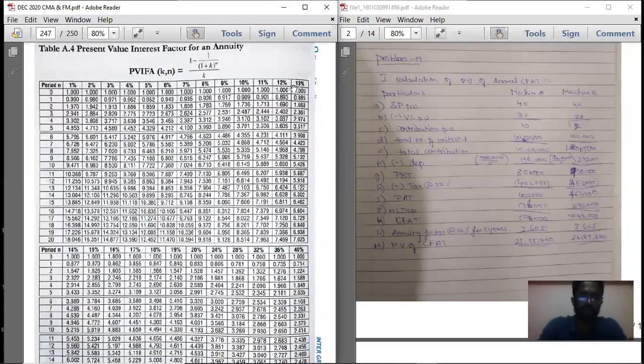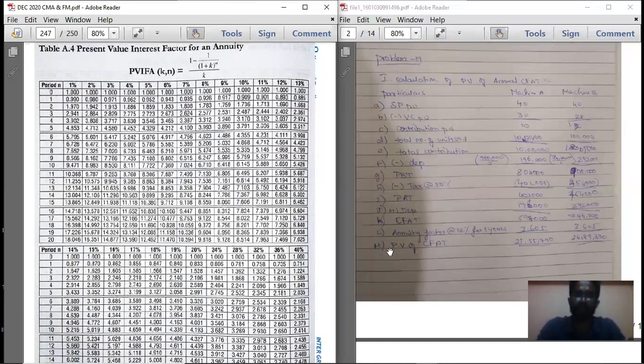Here 12% for 5 years, it is 3.605. So it is the annuity factor. You should multiply the CFAT with this 3.605. So record the annuity factor at the rate of 12% for 5 years under both the columns, 3.605, because for both the columns the discount rate is 12% and the life of machinery is 5 years. Under machine A, 3.605, and machine B also 3.605.